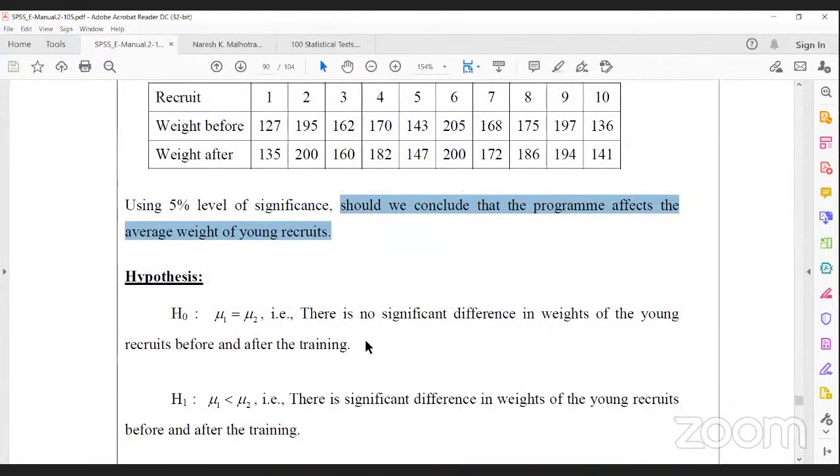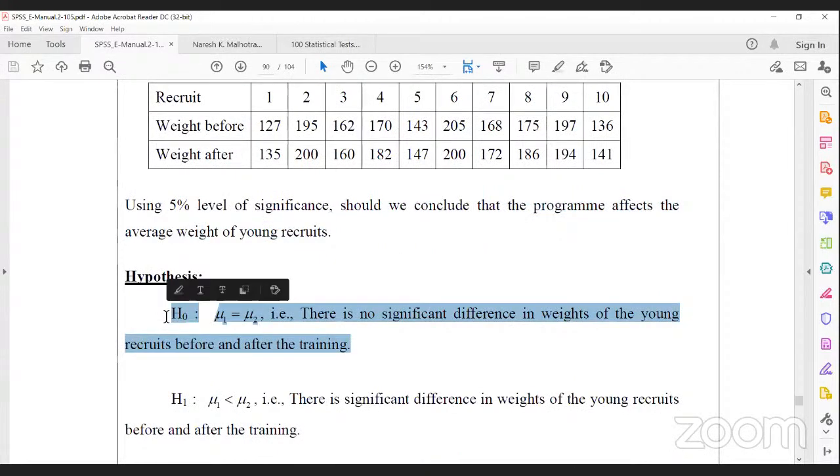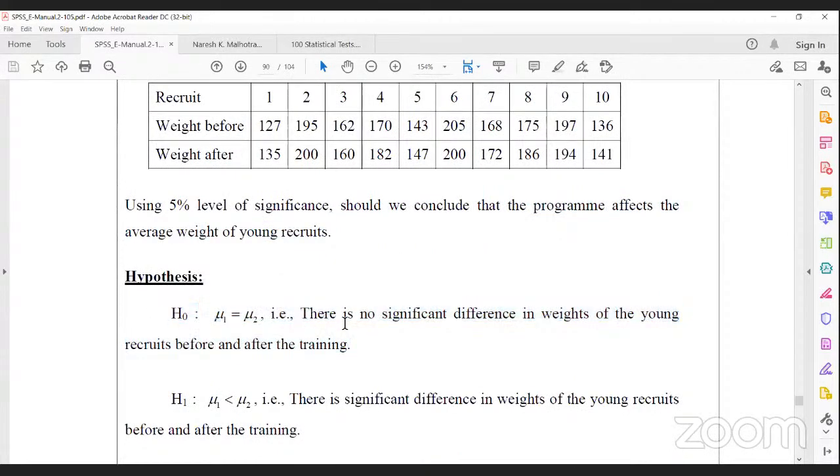So what is the null hypothesis here? The null hypothesis here is that there is no significant difference in weights of young recruits before and after the training. Here we need to add one more thing. Something is missing. What is that? Anyone?